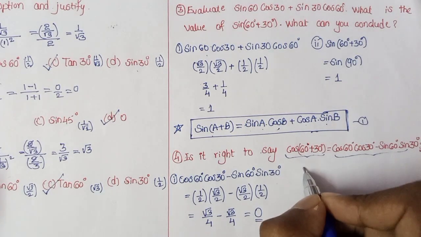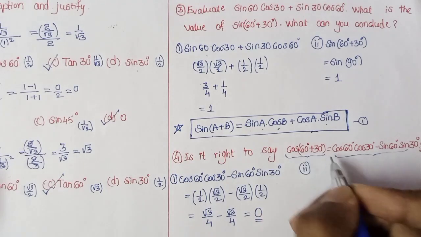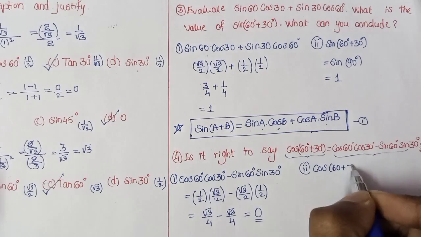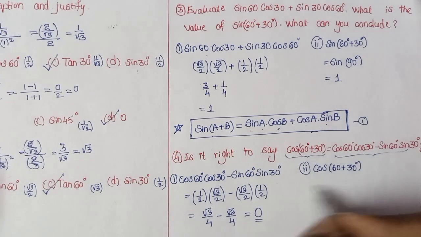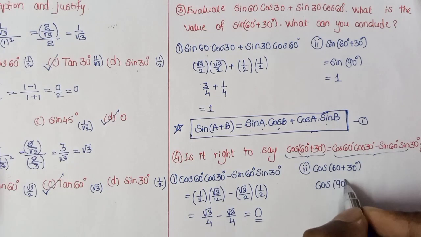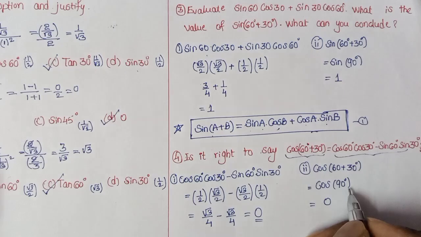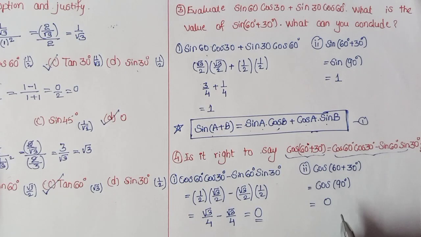Here we'll find the LHS, that is cos of 60 degrees plus 30 degrees. What is cos of 60 plus 30? Cos 90 degrees. What is the value of cos 90? Cos 90 value is 0 because cos 90 is sin 0. Sin 0 is 0. So here also we'll end up with the same answer.